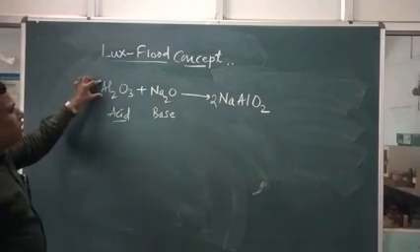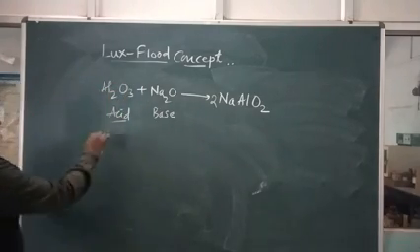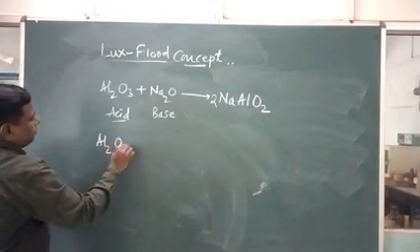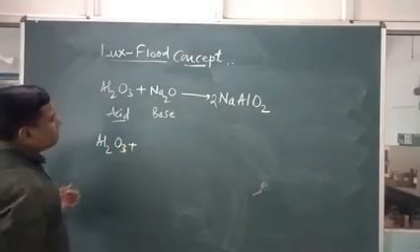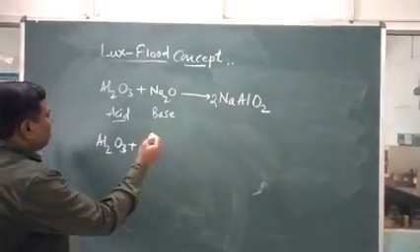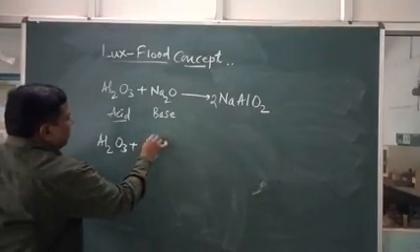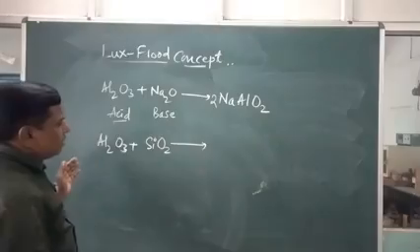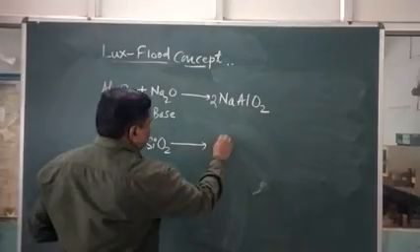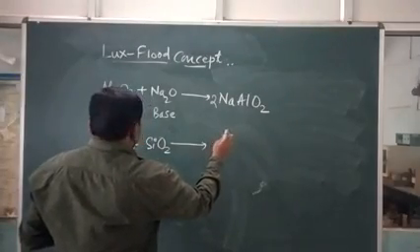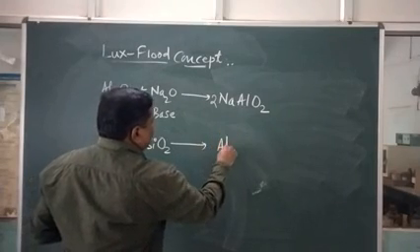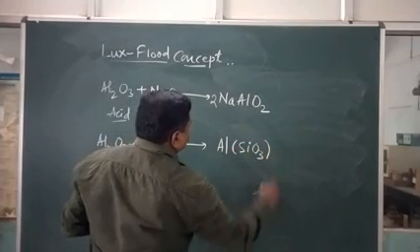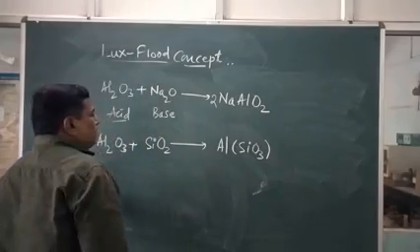Now this compound behaves as the acid in these reactions. Also you should take care that Al2O3, this Al2O3 can be taken, again this can be combined with SiO2. Now here what happens, the reaction can be formed, that is generally it will be used as AlSiO3, this can be obtained.